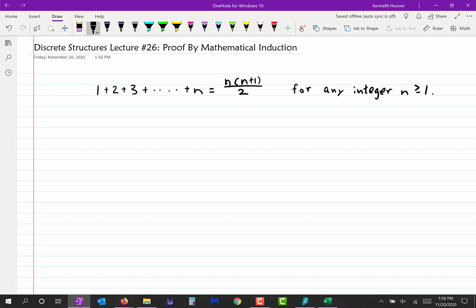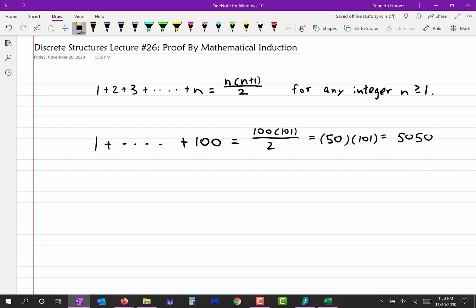That's a handy formula. For instance, if you wanted to add up all of the numbers from 1 to 100, I'll tell you right now that's 5,050, because I just have to do 100 times 101 over 2, which is 50 times 101, which is 5,050. This is a very neat formula. Okay, I'm going to show you how to prove things like that.